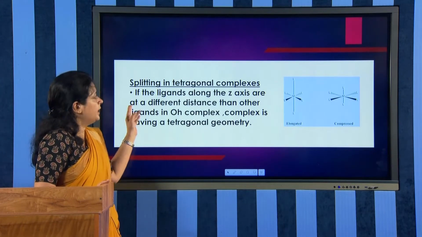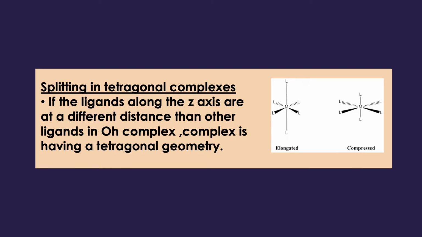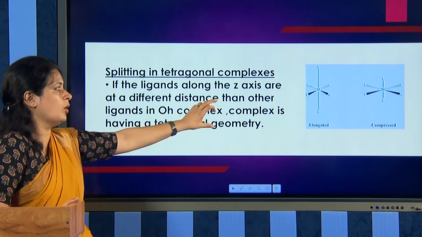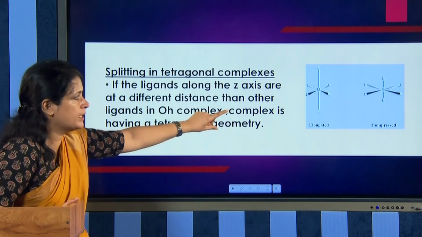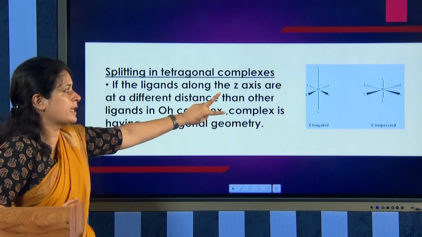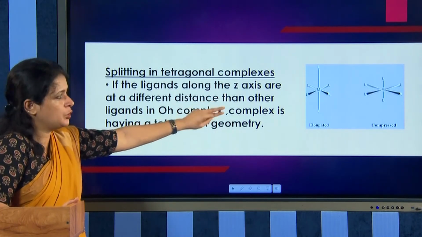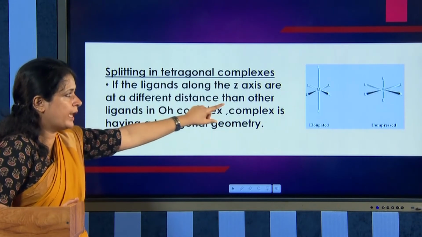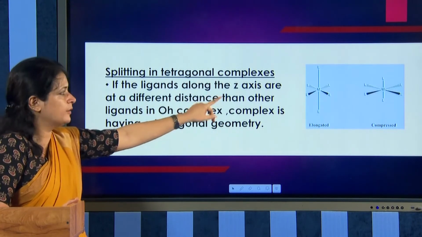See, if the ligands lying along the z-axis are at a different distance from the other ligands. See the case, this was an octahedral complex, but the peculiarity is you can see that the two ligands are different from the other 4. Two ligands, in the first case, that is the elongated case, you can see the two ligands are different from the other 4.